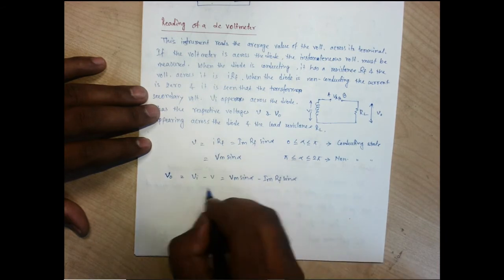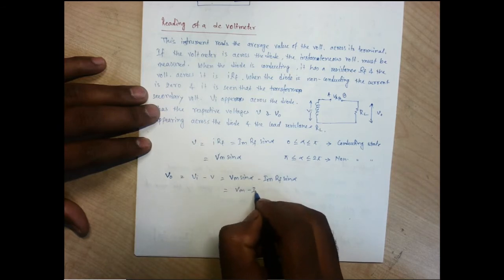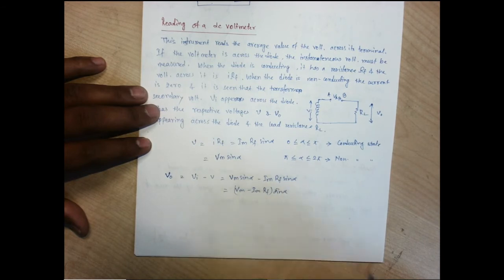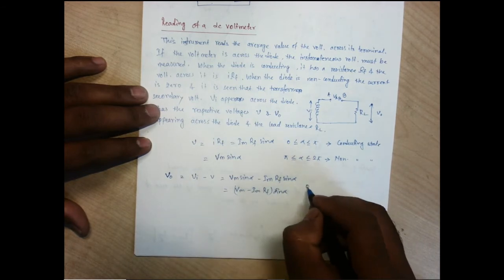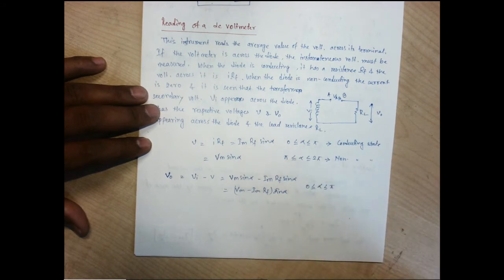So we can write this as Vm minus Im Rf, times sin alpha. It is for the conducting state, and it is absolutely 0 for the non-conducting state.